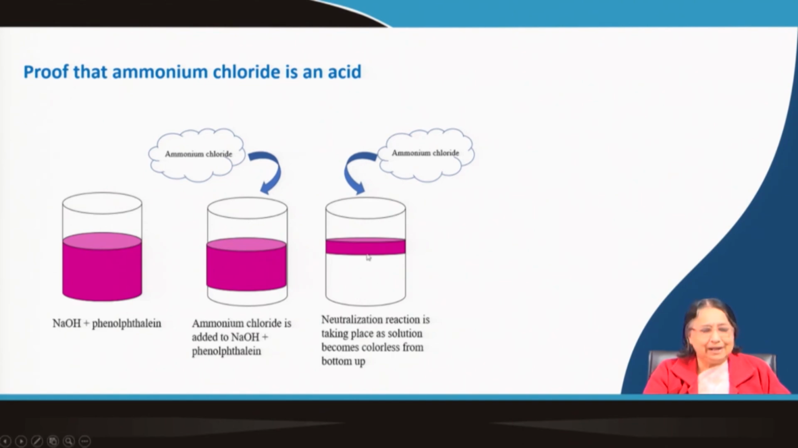And then finally, that final solution I have not shown, but it will be colorless obviously. That is because of the hydrolysis. Ammonium chloride, when it is hydrolyzed, will produce what? Ammonium hydroxide and HCl. HCl is stronger, that is why ultimately it will neutralize the solution. This is a very interesting experiment that you can also do. Thank you so much.